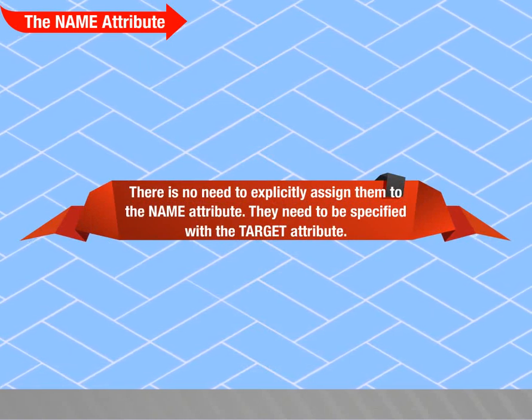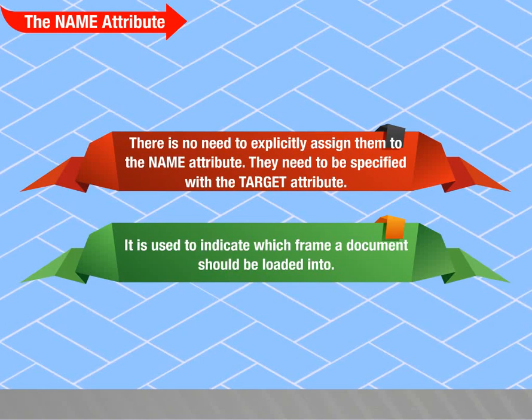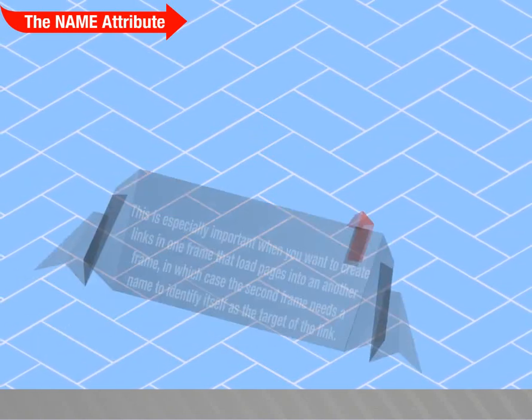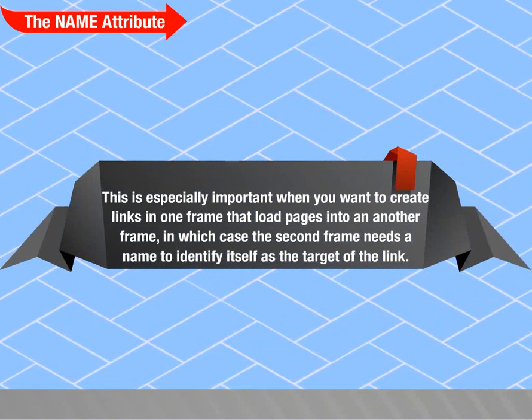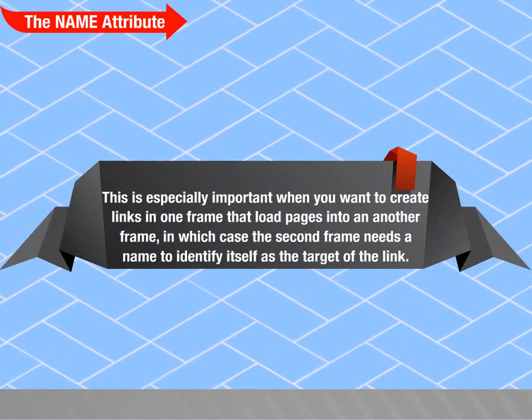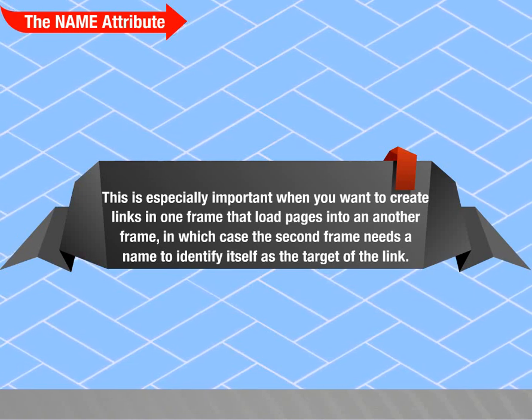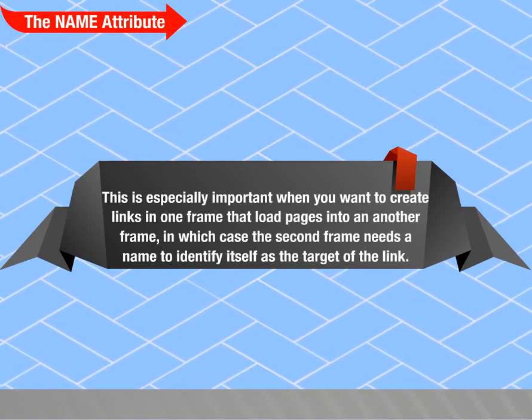They need to be specified with the target attribute. It is used to indicate which frame a document should be loaded into. This is especially important when you want to create links in one frame that load pages into another frame, in which case the second frame needs a name to identify itself as the target of the link.